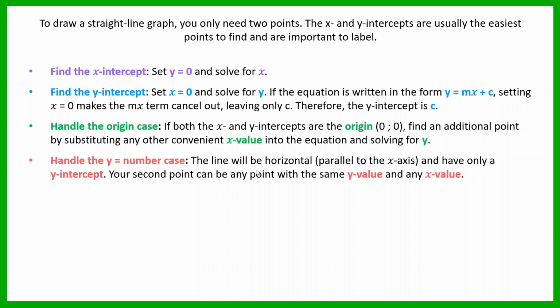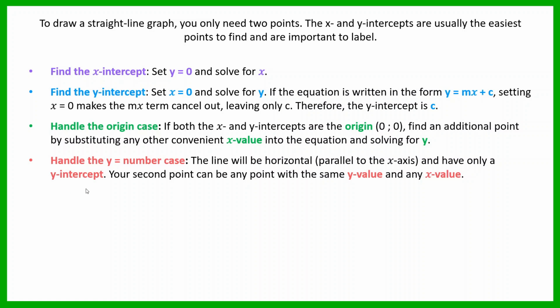This is when you have a line that is horizontal, parallel to the x-axis, and it doesn't have an x-intercept, because being parallel to the x-axis, it's never going to get closer to the x-axis, and it's never going to intersect the x-axis. So you will only have a y-intercept.